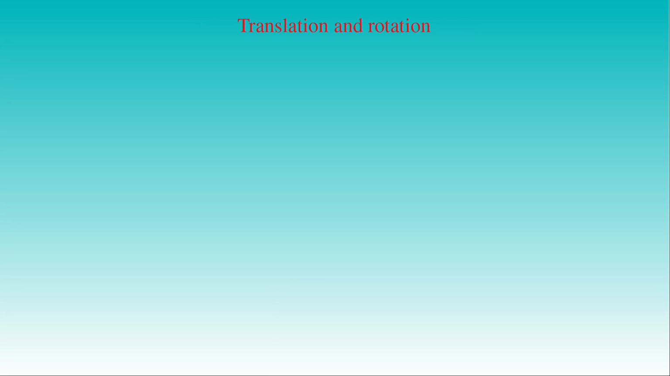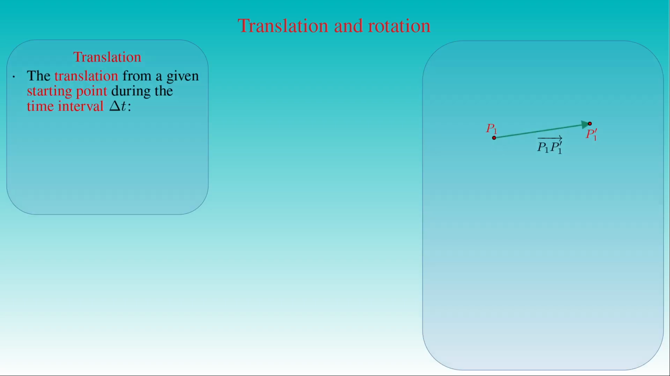It can be shown that the result illustrated here holds for an arbitrary solid body. That is, the displacement of a rigid body is equivalent to the combination of its translation and a rotation about an axis. The translation from a given starting point P1 to the point P'1 during the time interval delta t is described by the vector pointing from P1 to P with the length delta s.